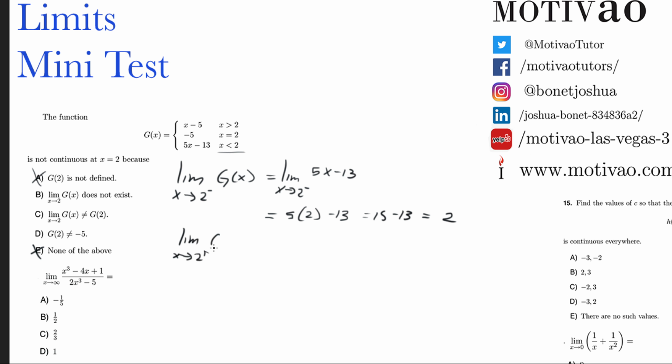Now, from the right, we're using the top one. So x minus 5. Okay? So the limit, we plug in 2, you get 2 minus 5, which is negative 3. So here, since these two limits are not equal, it's B, the limit does not exist. Okay?